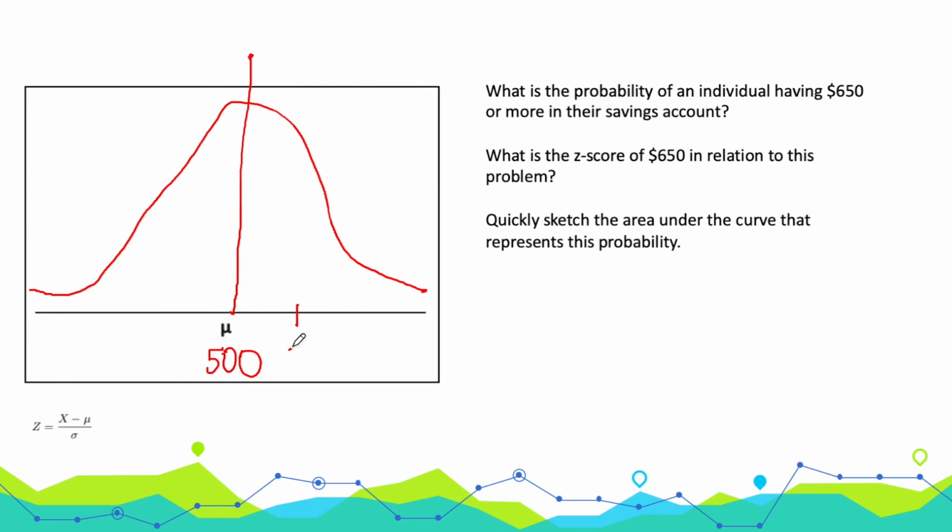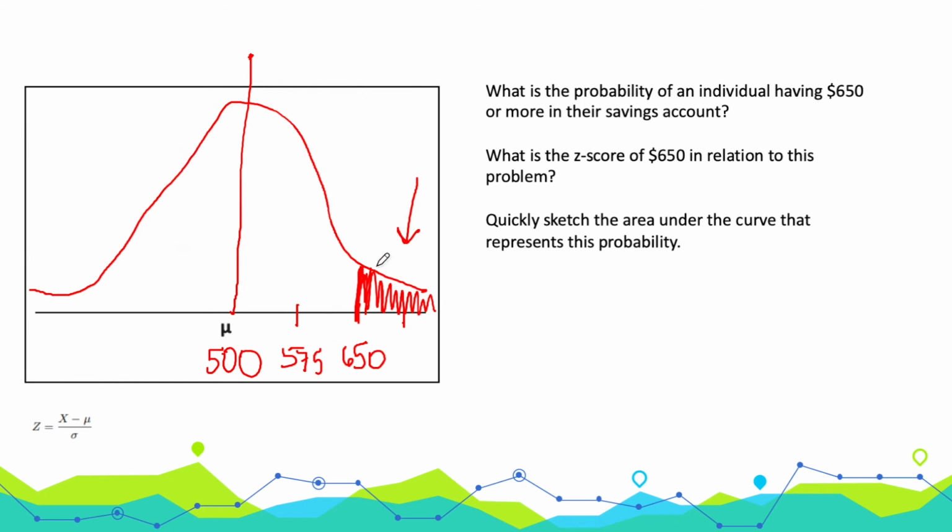1 standard deviation would be $575. 2 standard deviations would be $650. Exactly. We're interested in an individual having $650 or more in their savings account. So we're looking for the probability under the curve starting at $650 and increasing infinitely. So this is the area under the curve that represents this probability. How can we best calculate it?